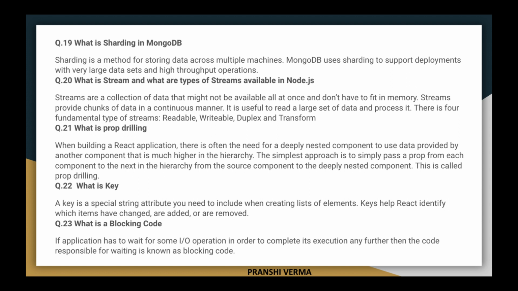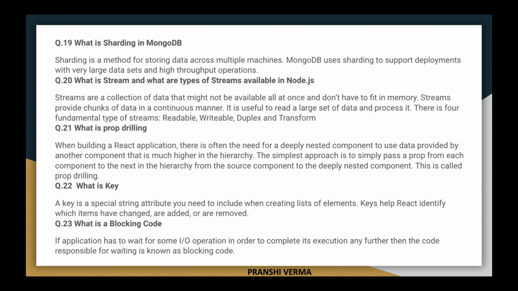Duplex streams. These streams are both readable and writable, allowing for bidirectional communication between the source and destination. Duplex streams can be created by combining a readable and writable stream using the Duplex class. Transform streams. These streams are a type of duplex stream that can modify or transform data as it passes through the stream. Transform streams can be created by extending the Transform class and implementing the _transform and _flush methods.